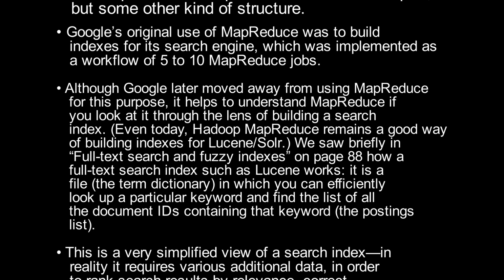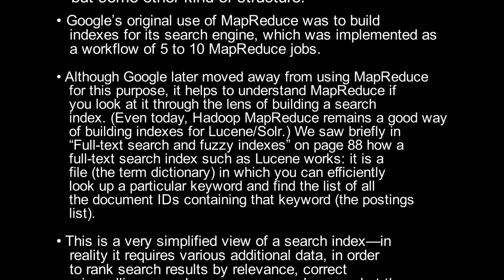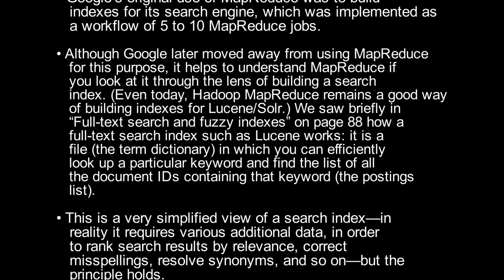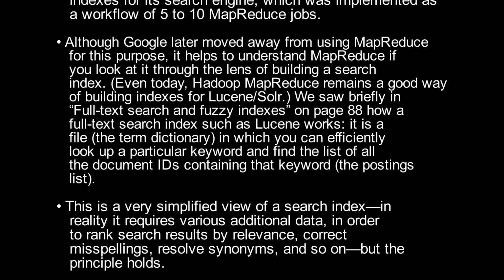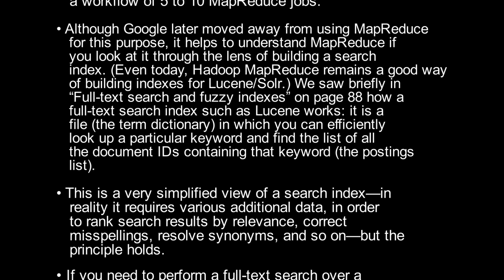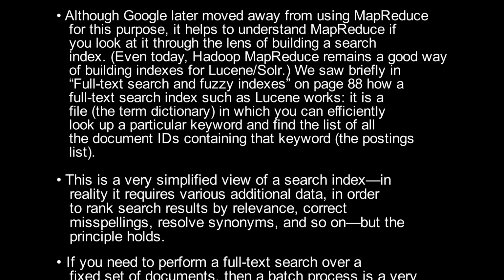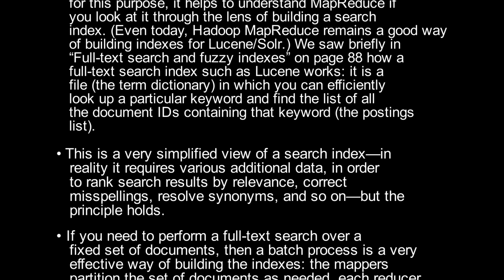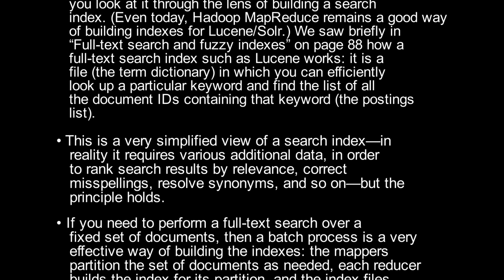It is a file, the term dictionary, in which you can efficiently look up a particular keyword and find the list of all the document IDs containing that keyword, the postings list. This is a very simplified view of a search index. In reality, it requires various additional data in order to rank search results by relevance, correct misspellings, resolve synonyms, and so on, but the principle holds.